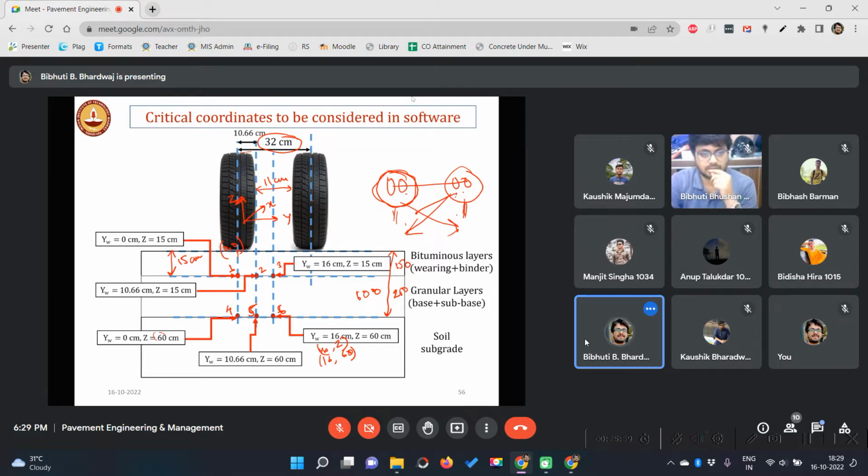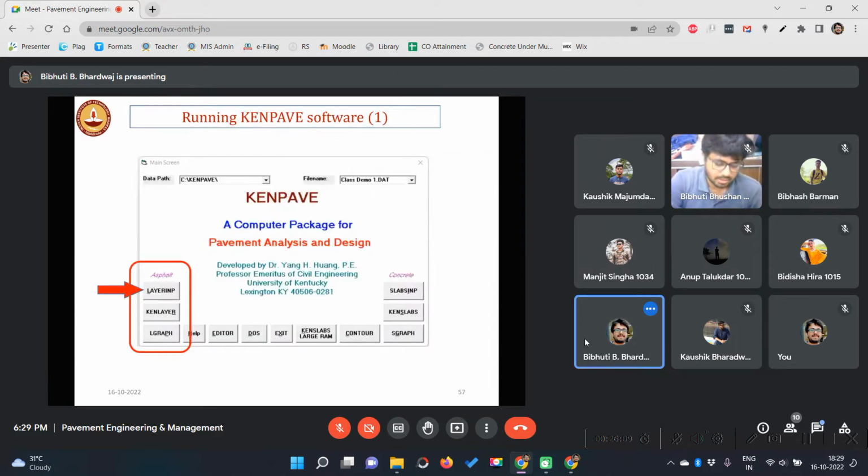Don't simply just copy. Try to understand why these coordinates are coming, why 60, why 10.66. Okay. So now can we move to this software part? Yes, sir. Okay. Everybody, is the software installed? Yes, sir. Okay.